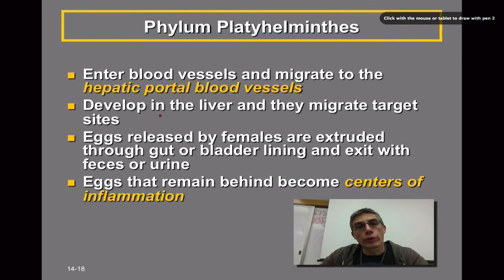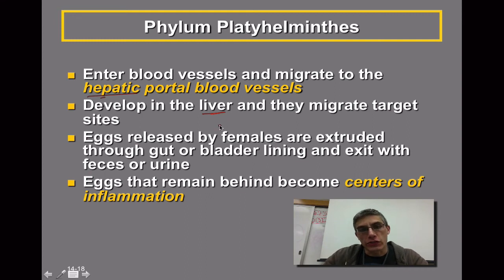So these larvae are going to enter the blood vessels and migrate to the hepatic portal blood vessels. When we say hepatic, we're talking about the liver region of these organisms. Now they're going to develop in the liver, and they're going to migrate to target sites. These target sites are important because these are going to be the areas where the females can actually release eggs.